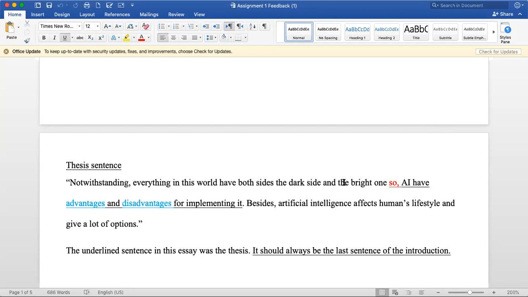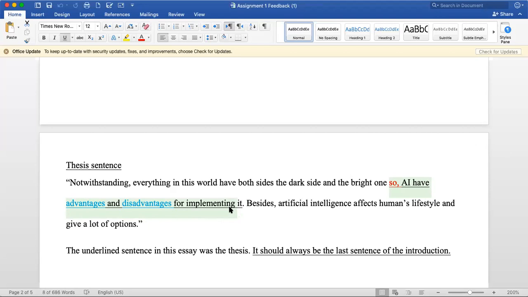Only one sentence. Let's see an example of one of your essays. "Notwithstanding, everything in this world would have both sides, the dark side and the bright one. So AI have advantages and disadvantages for implementing it. Besides, artificial intelligence affects humans' life and give a lot of options." So if I am correcting now, this should be the thesis statement because this is the last sentence of the introduction. But in fact, this was not the thesis statement. The thesis statement here is this one: "AI has advantages and disadvantages for implementing it."